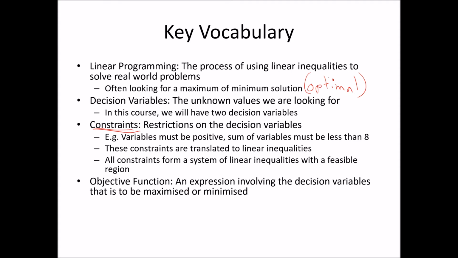Lastly, we have what's called the objective function. We're not going to focus on that too much today. That will be lesson 4, but that gives us a little bit more information about how we decide which point in our feasible region is the best.